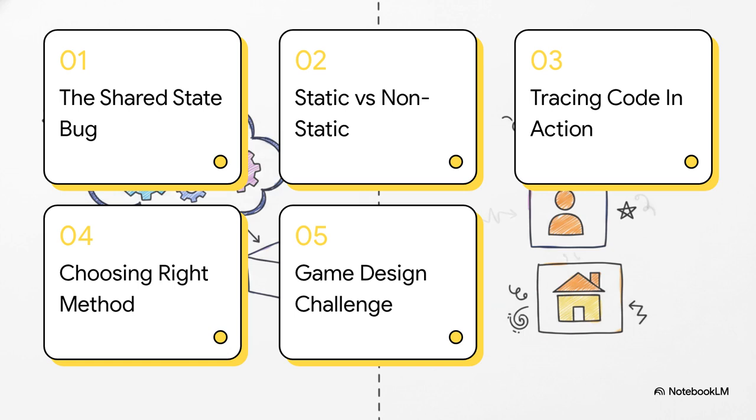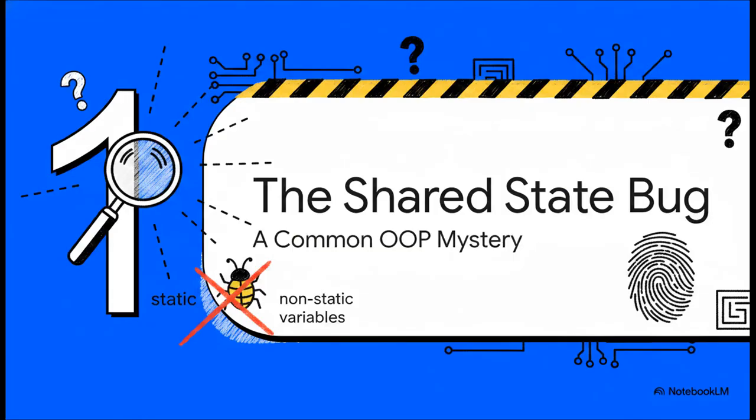Okay, here's our quick roadmap for today. First, the shared state bug. Second, defining static versus non-static. Third, tracing that code in action. Fourth, choosing the right method. And finally, the game design challenge. Okay, let's dive into this.